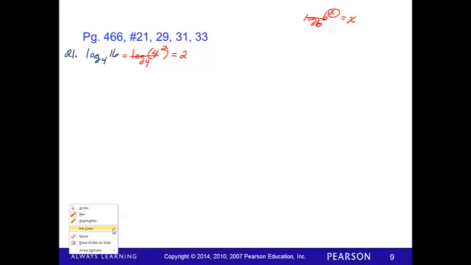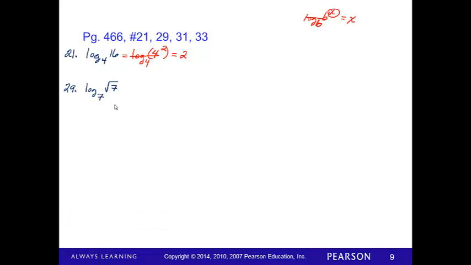All right, let's look at number 29. So we have log base 7 of the square root of 7. So again, we see our base and our argument are equal, but there's no exponent up here. You have to have an exponent, which means you need to rewrite the square root.